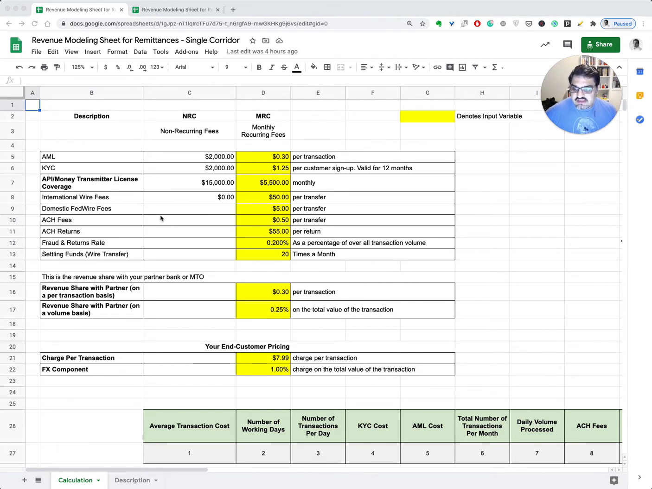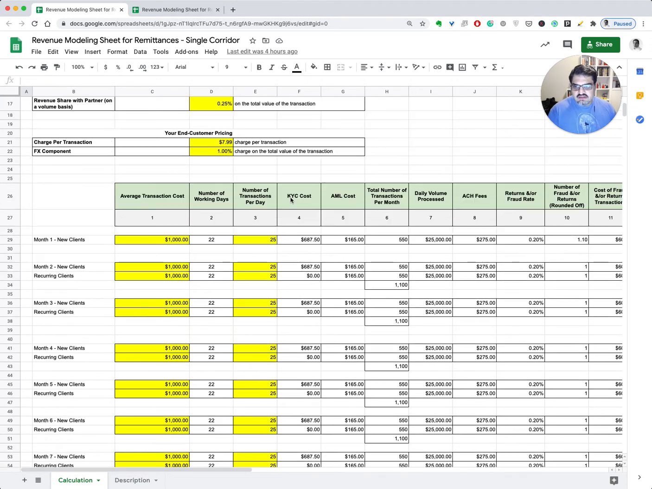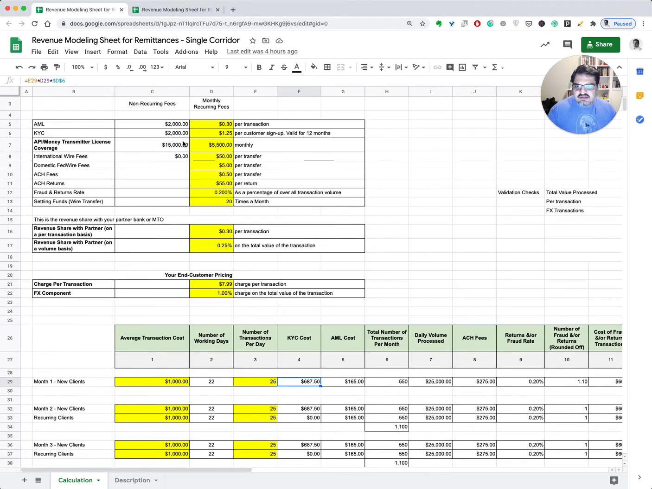So basically, it's a spreadsheet where the yellow cells over here are where you would go and input some values. And then you can look at the transactions. You can have month one, how many clients you will have, working days, number of transactions per day, the KYC cost of each transaction. Then everything is taken from here where the information is.